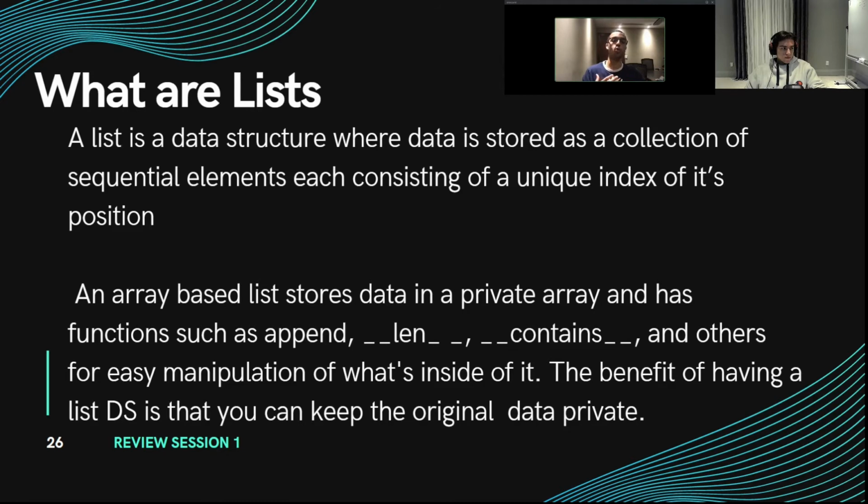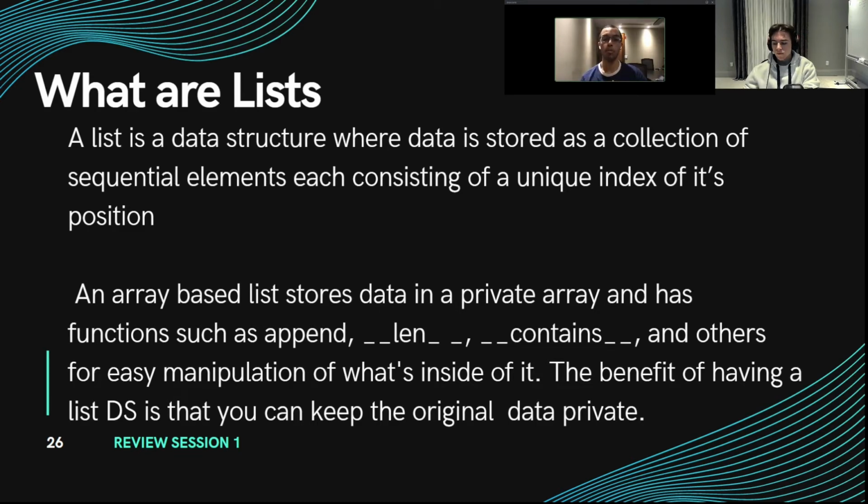There's so much more that goes on behind the scenes, and we need to understand how this works as a data structure. So a list is a data structure where data is stored as a collection of sequential elements, each consisting of a unique index of its position. For this one, we are using an array to store the data in the list. So it's a list stored in a list. I know it's weird, but that's how your course does it. And you're going to see when we go into linked lists that it works differently.